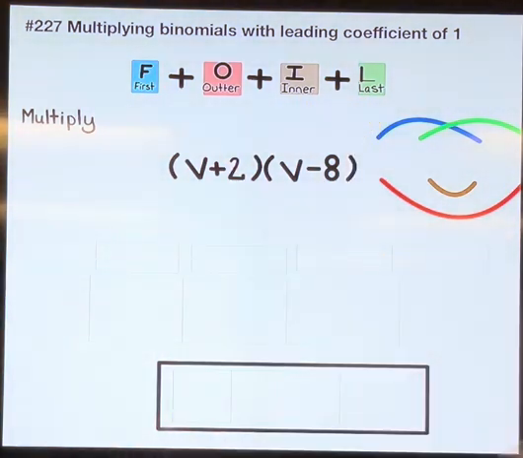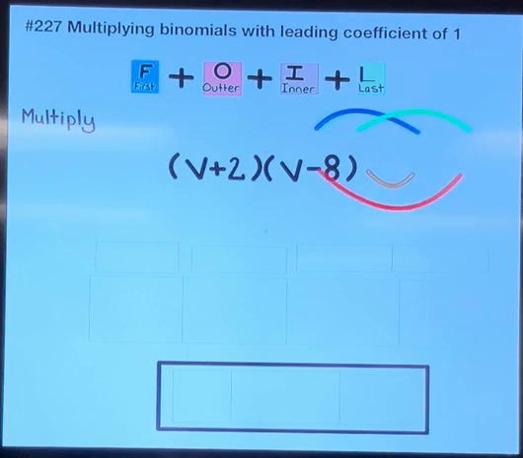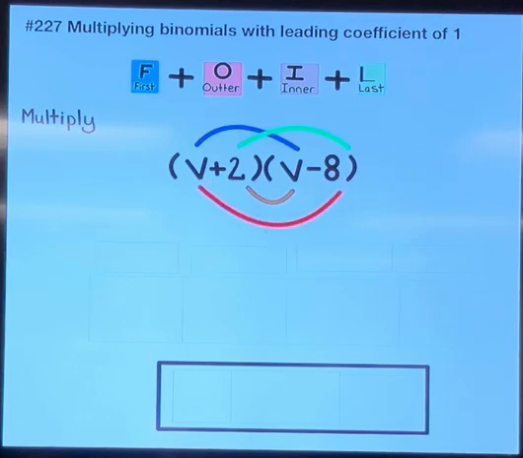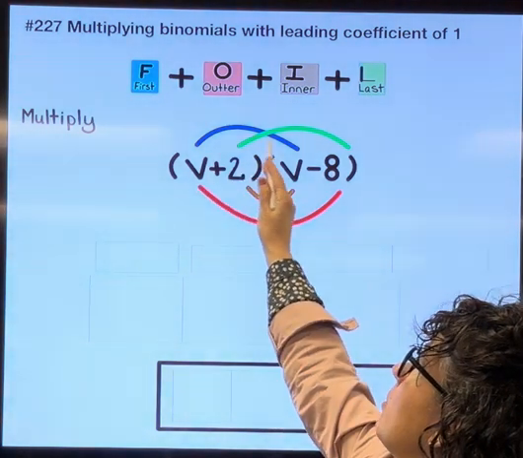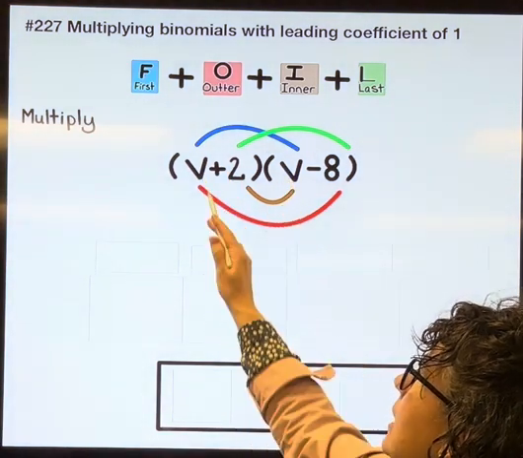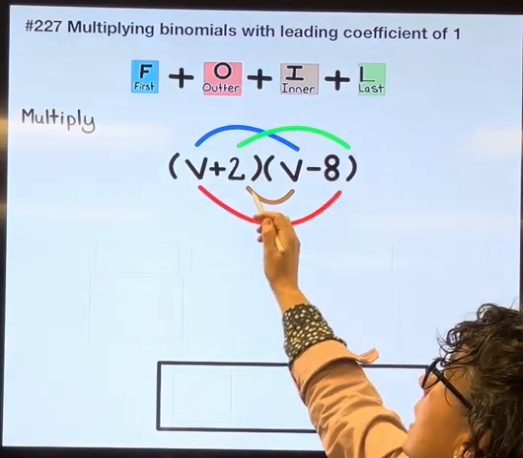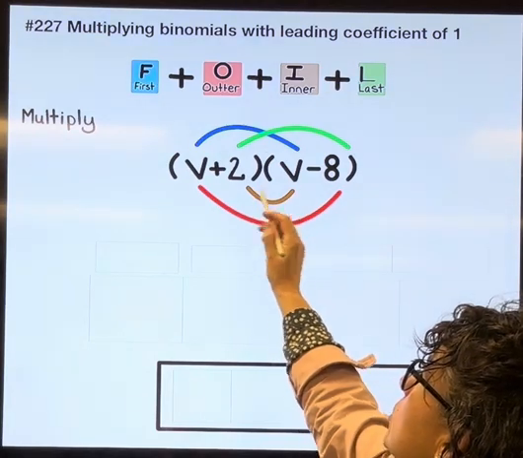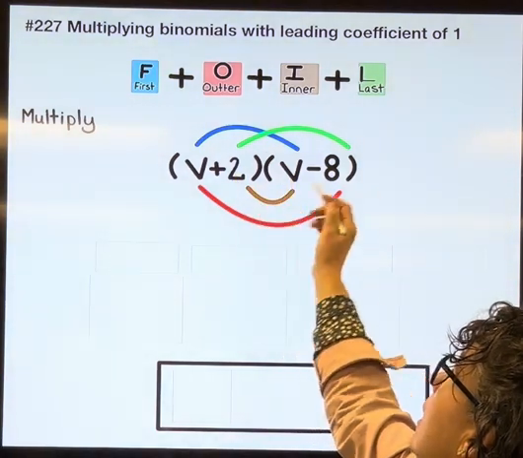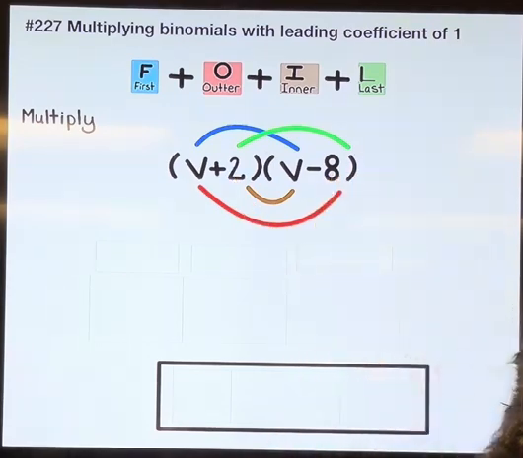So first is the ones in the front. So I'm going to grab this thing over here that kind of looks like a smiley face. Okay, so I'm going to grab my smile. And the ones that are in the front, that's where the blue ones are connecting. So V and V, those are in the front. The outside, that's where the smile is connecting, the V and the -8. The inside ones, that is the nose, the 2 and the V, those are on the inside. And the ones that are last, the ones that are on the end, are the 2 and the -8.